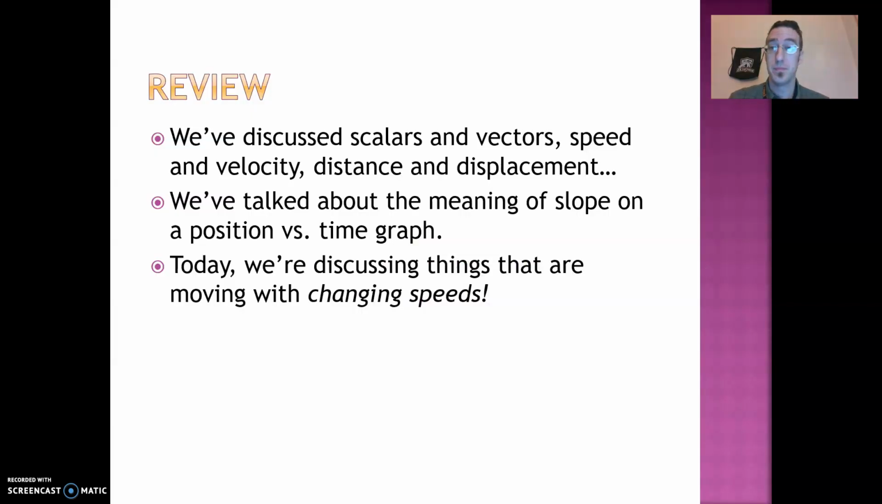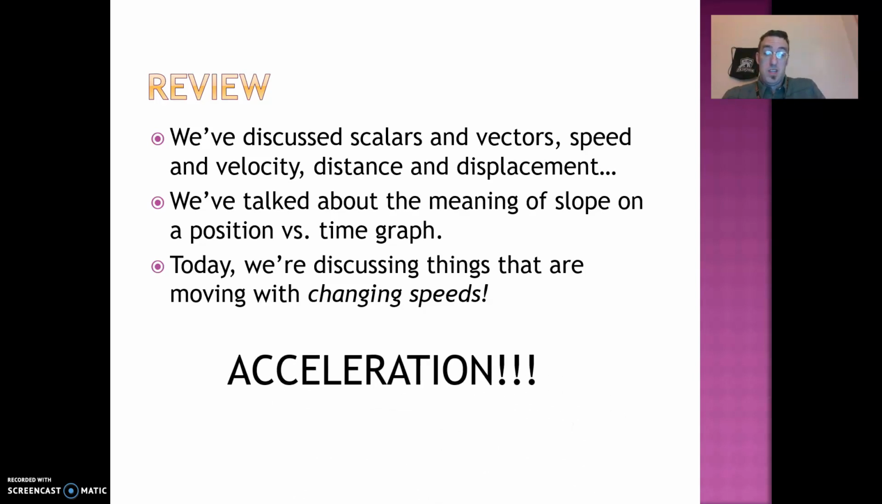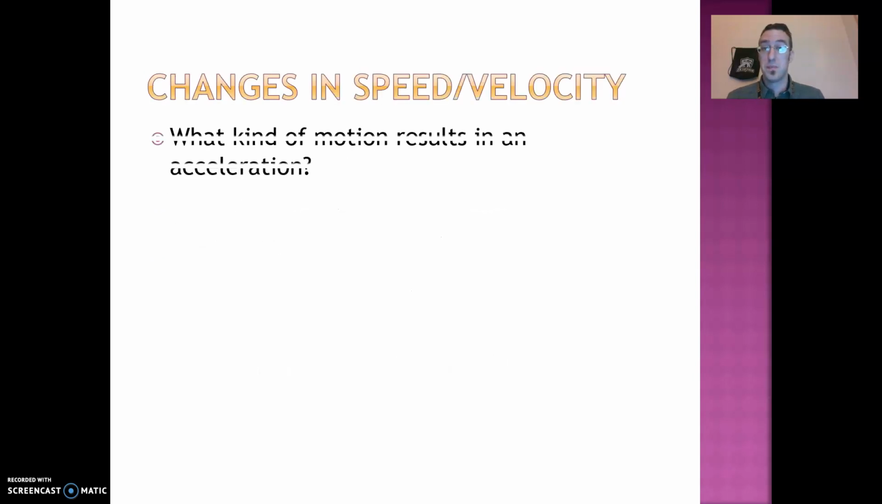Let's get going. We've discussed scalars and vectors, speed and velocity, and distance and displacement so far in this unit. We've talked about the meaning of slope on a position versus time graph. Today we're discussing things that are moving with changing speeds, which is another way of saying acceleration. If something's speeding up or slowing down, it's changing speeds.